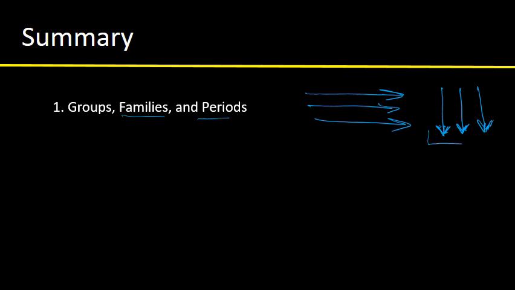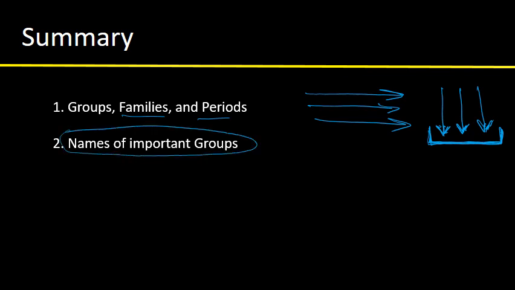And all of the elements in a group have fairly similar chemical properties. And so that's why the group names are really useful. Alkali metals and alkaline earth metals and so on and so forth. Okay. And we talked about names of important groups, like the ones I just mentioned on the left side, and also the halogens and noble gases on the right-hand side. You should be familiar with all of those group names.